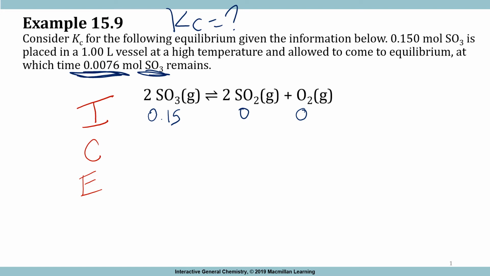The change represents the amount that is changing to reach equilibrium. So reactants will decrease and products will increase. So that's why I'm going to put a negative in front of the change on the reactant side and a positive on the product side. We usually put an x, but we also have to remember that the number out front has to follow it down.